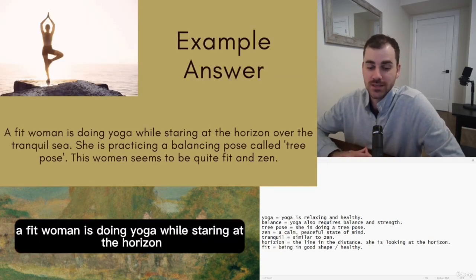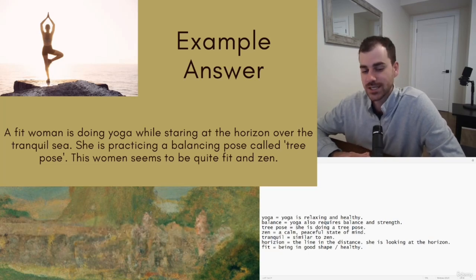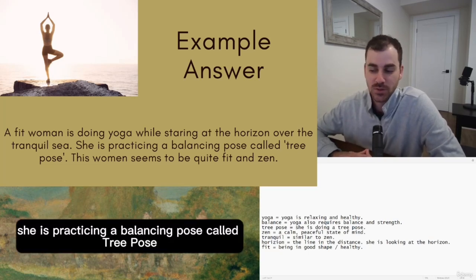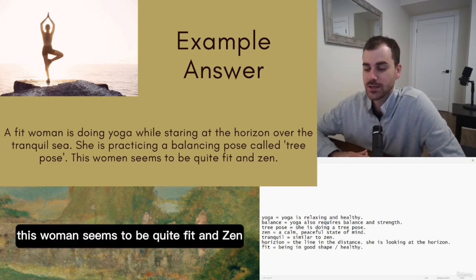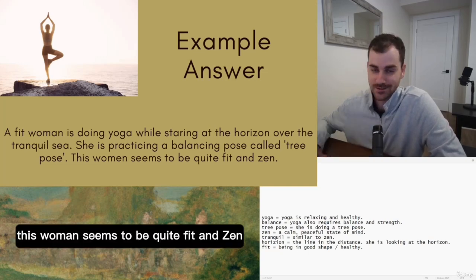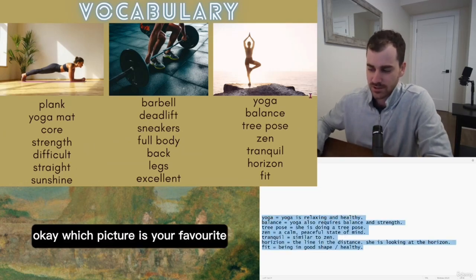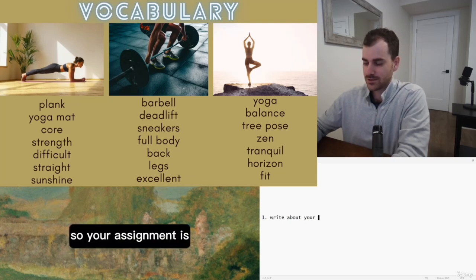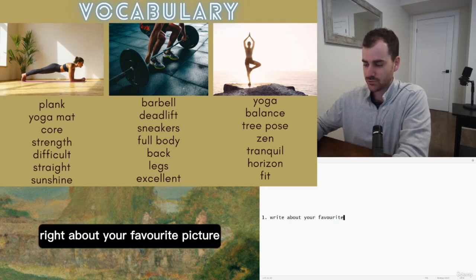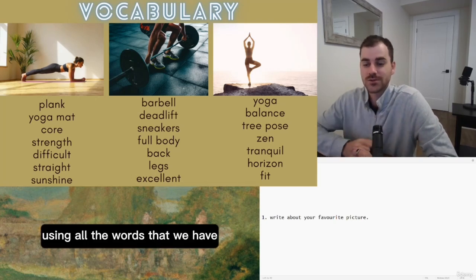A fit woman is doing yoga while staring at the horizon over the tranquil sea. She is practicing a balancing pose called tree pose. This woman seems to be quite fit and zen. Okay, which picture is your favorite? So your assignment is write about your favorite picture using all the words that we have.